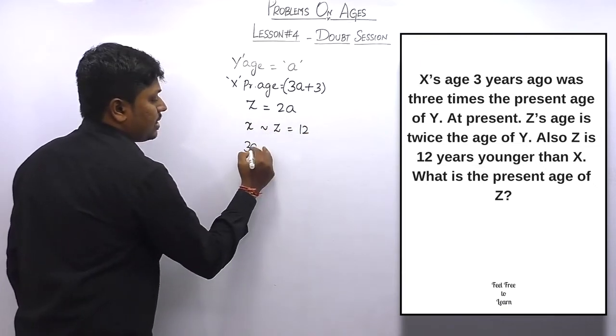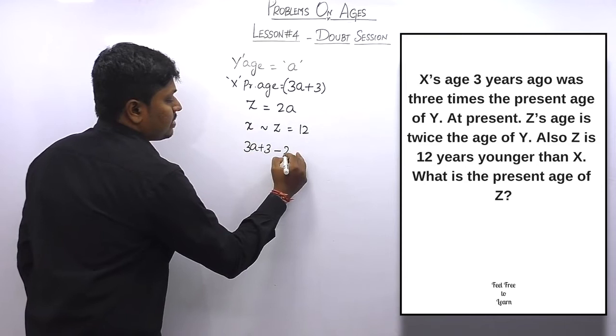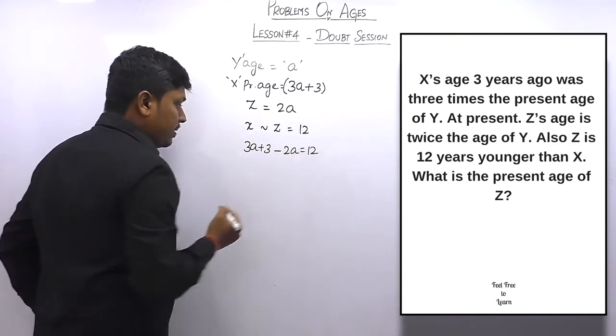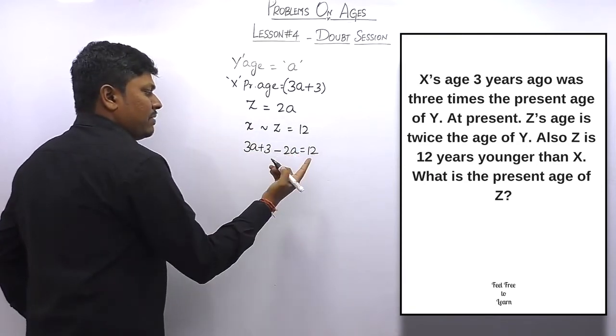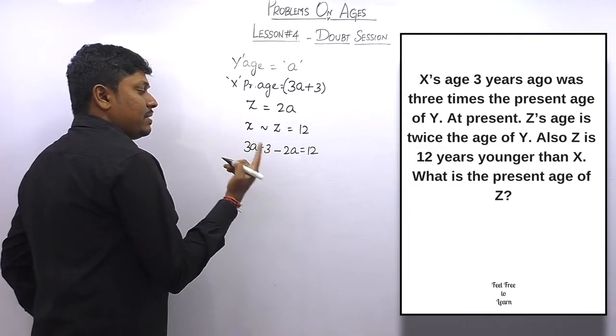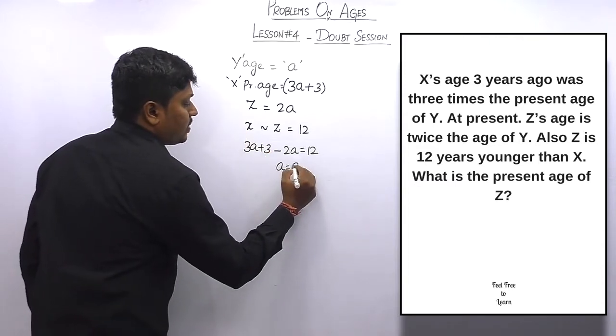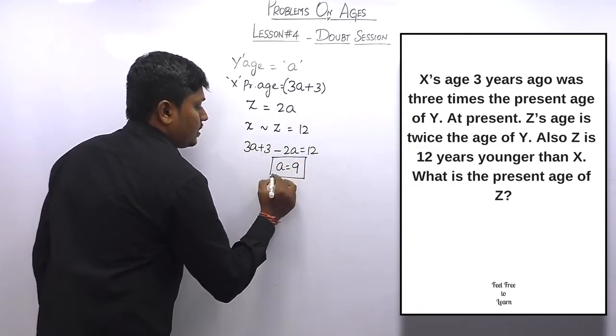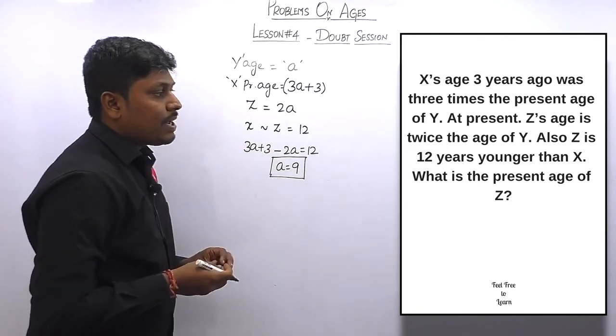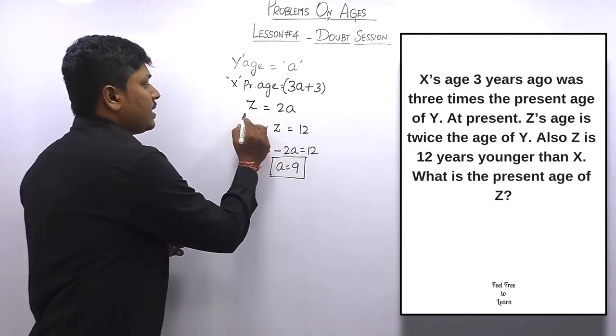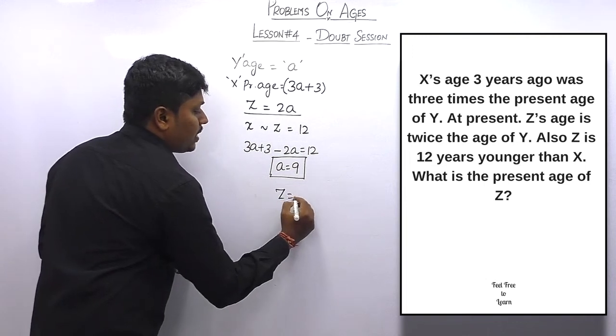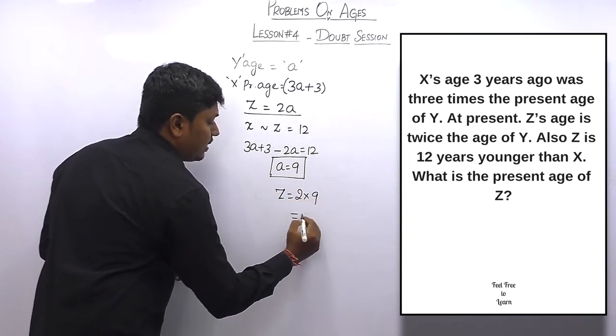So we can say 3A plus 3 minus 2A is equal to 12. So 3A minus 2A will be A. So 12 minus 3 will be 9. So A is equal to 9. So finally we found the value of A and our target is to find the present age of Z. So present age of Z will be 2A, that is 2 into 9, which is 18.